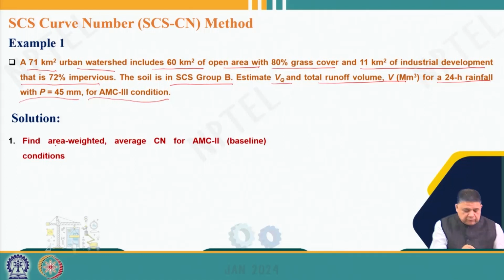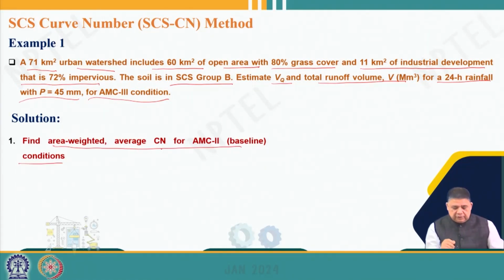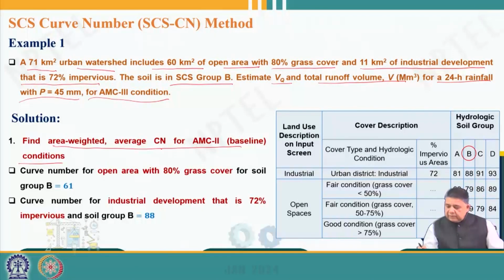So, of course, we have to find out the area weighted average curve number for AMC2, that is the baseline condition, and for that we can refer to this table here. We have open area with 80% grass. So, open area more than 80% grass, we are in group 2. So, obviously, the curve number is 61, and it is given that this area is 60 square kilometers. So, for 60 square kilometers in the basin we have a curve number value of 61.